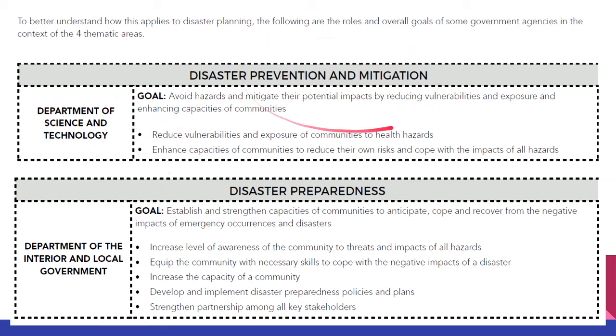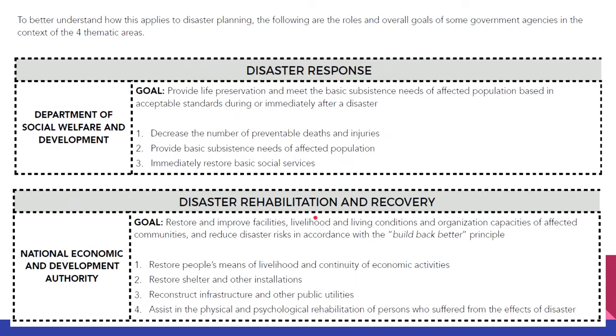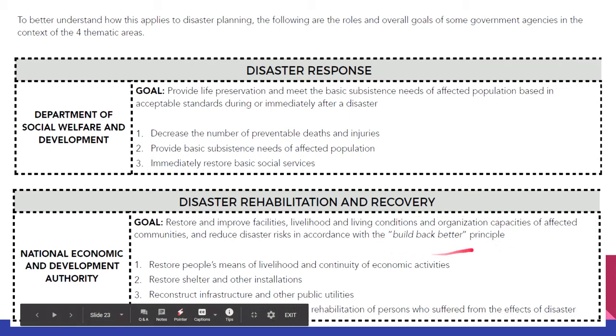DOST is more on disaster prevention and mitigation. DILG is under disaster preparedness. DSWD is for disaster response, that's to provide life preservation and meet the basic needs of the affected population following a disaster. While NEDA, National Economic and Development Authority, is for rehabilitation and recovery. Their goals include restoring and improving facilities, livelihood, and living conditions, and reducing disaster risk in accordance with the Build Back Better principle. And we've talked about building back better or disaster recovery in the previous unit.